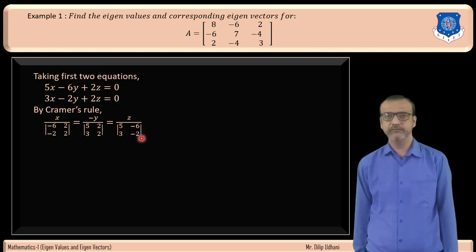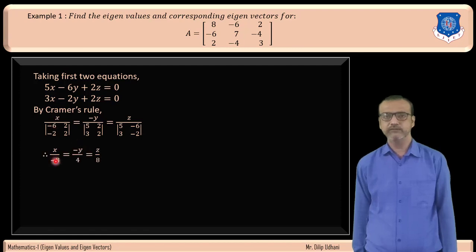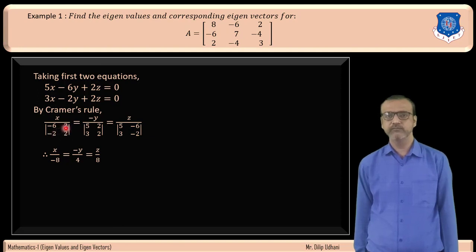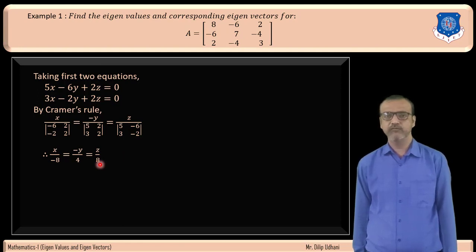So we have x upon, solving this determinant, minus 6 into 2 minus 12, minus 2 into 2 that is plus 4, minus 12 plus 4 that is minus 8, and that is equal to minus y upon 5 2s are 10, minus 2 3s are 6, 10 minus 6 is 4, and that is equal to z upon 5 into minus 2 minus 10, minus 3 into minus 6, so it will become plus 18, minus 10 plus 18 that is 8. Now multiplying this expression by 4, we have x upon minus 2 equals y upon minus 1 equals z upon 2.